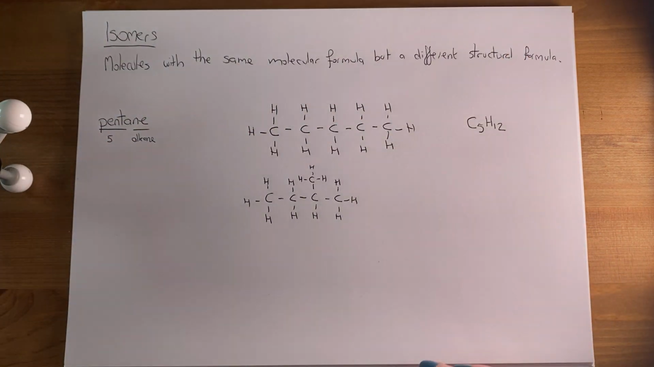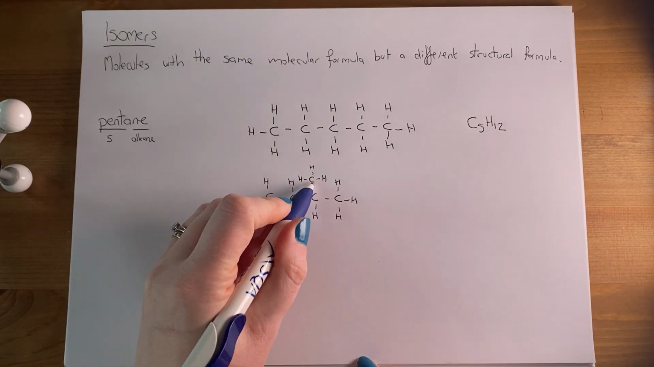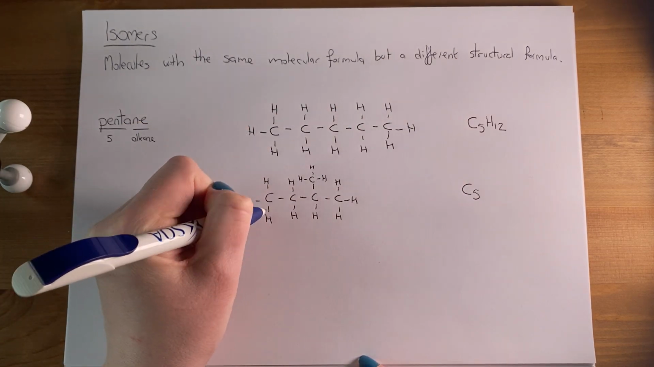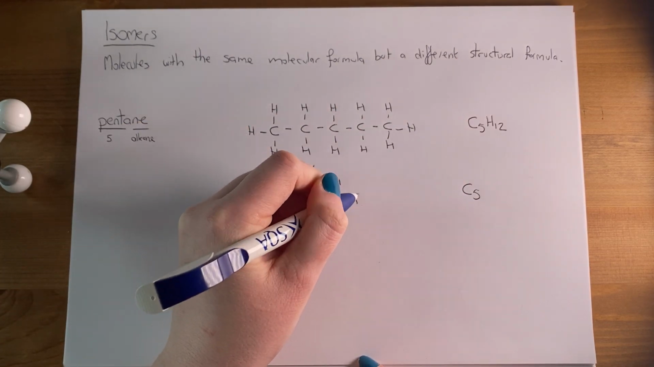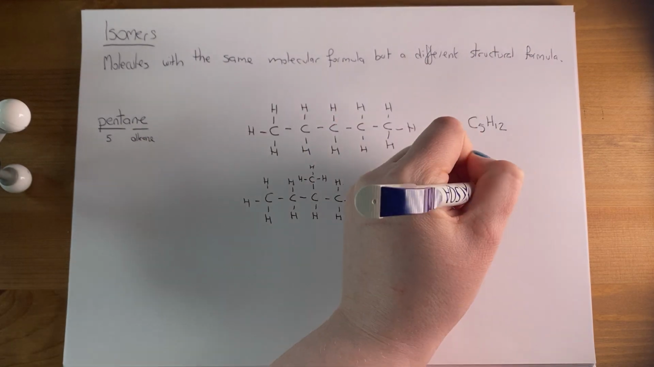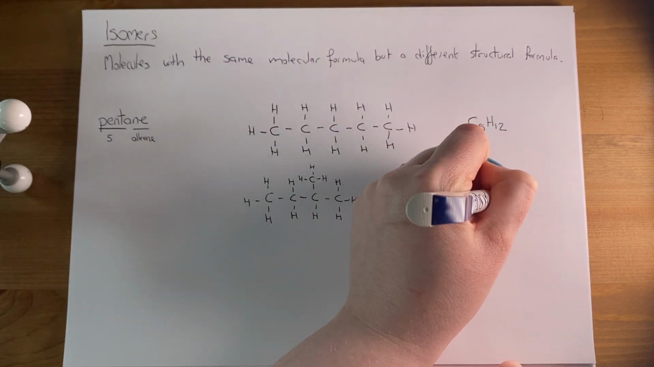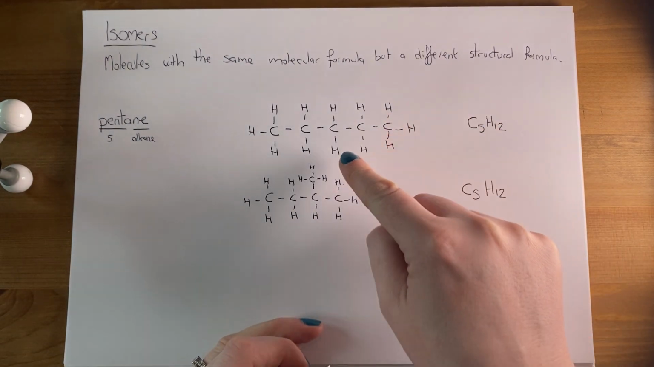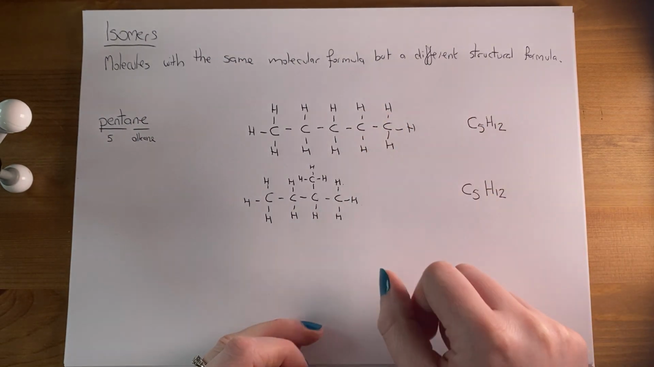I'm just going to put this to the side just now. So I have 1, 2, 3, 4, 5. There's C5, and 1, 2, 3, 4, 5, 6, 7, 8, 9, 10, 11, 12 hydrogens. Same molecular formula, different structural formula. These are isomers.